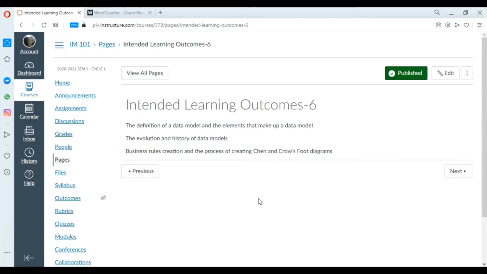For our intended learning outcomes, we will find the definition of a data model and the elements that make up a data model, the evolution and history of data models, business rules creation and the process of creating them, and Crow's Foot diagrams.